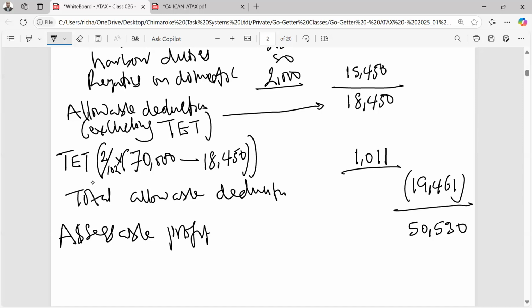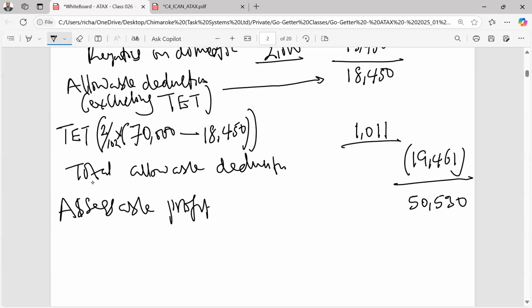Now, this is the major thing they are testing you on in your deductions. One, will you remember that TET is an allowable deduction? Second, will you remember to do 2 over 102 of your gross income minus all the allowable deductions at this time? Whatever you have, you add it to the allowable deduction you've gotten before to get a final allowable deduction from which you get your accessible profits. You can on your own then test to see if your TET was correct. All right, so TET is done, accessible profit is done.